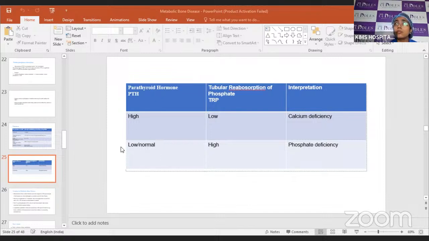If the parathyroid hormone is low or normal with high tubular reabsorption of phosphate, it means there is low phosphorus intake, so the tubular reabsorption of phosphate is high. So we can suspect phosphate deficiency. Here we should supplement the baby with phosphorus, but we should see that we are giving optimal doses of calcium and phosphorus in the ratio of 1.7 or 1.5 to 1.